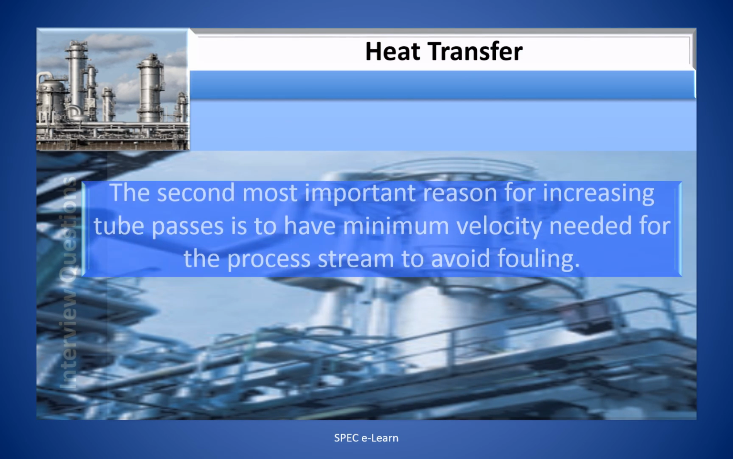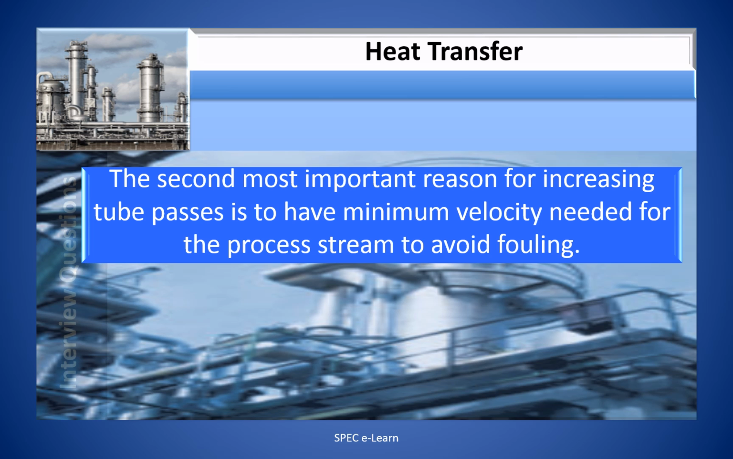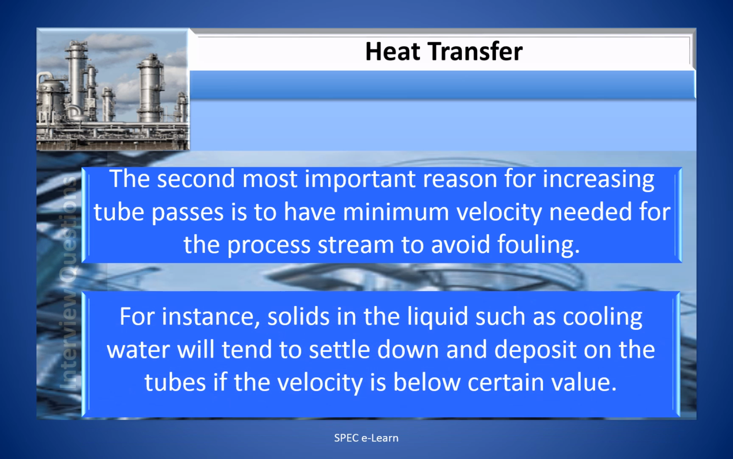The second most important reason for increasing tube passes is to have the minimum velocity needed for the process stream to avoid fouling. For instance, solids in the liquid, such as cooling water, will tend to settle down and deposit on the tubes if the velocity is below a certain value.